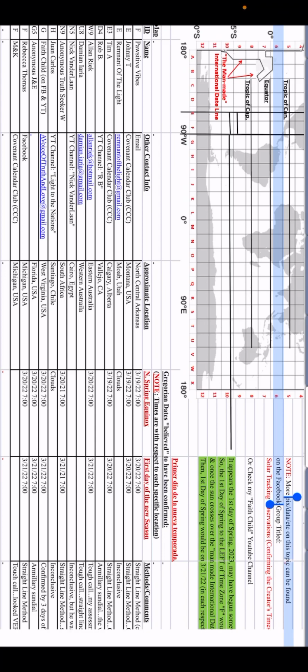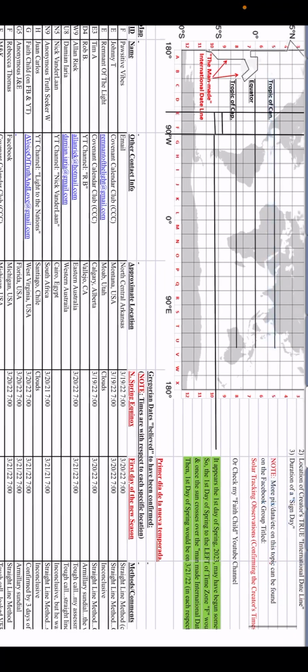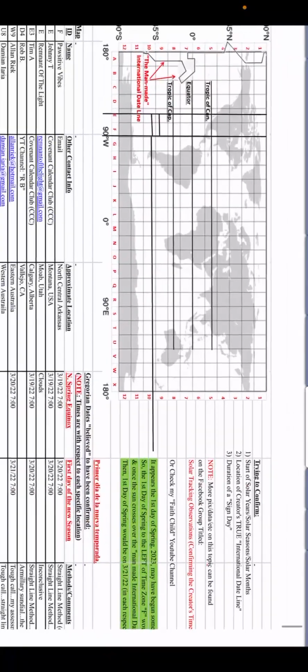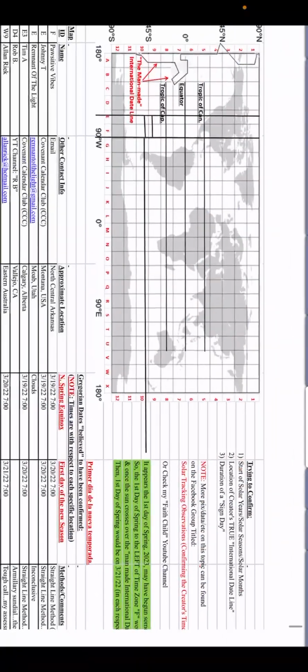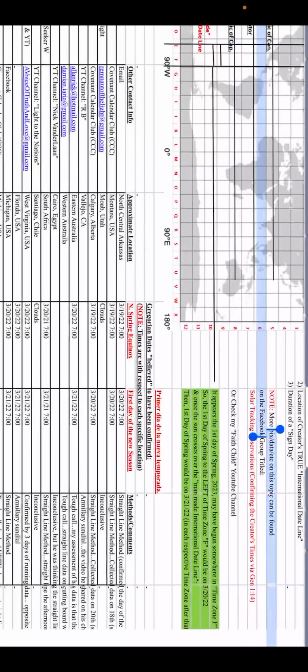The other good witness, I think, this year came from Alan in Australia, and he did get the straight line on the 20th, and he got early morning and late evening points, and he had sharp data points, and I see no reason why that data shouldn't be accepted as a straight line.